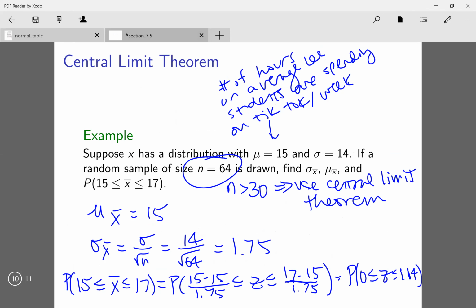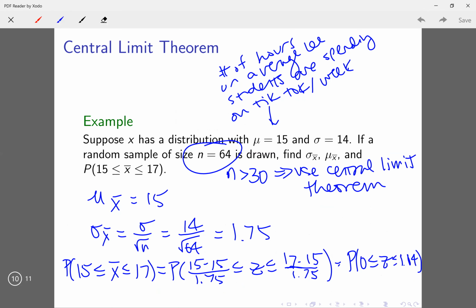So we take these numbers and we go back to our problem from before, and this will equal, let's see if I can write it out, 0.8729 minus 0.5, which is 0.3729. Sorry, it's a little cramped down there, but that answer is 0.3729. And that's my probability that if I took a sample of 64 Lee students and I took their sample mean for the number of hours they spent on TikTok in a week, it would be between 15 hours in 1 week and 17 hours in 1 week.